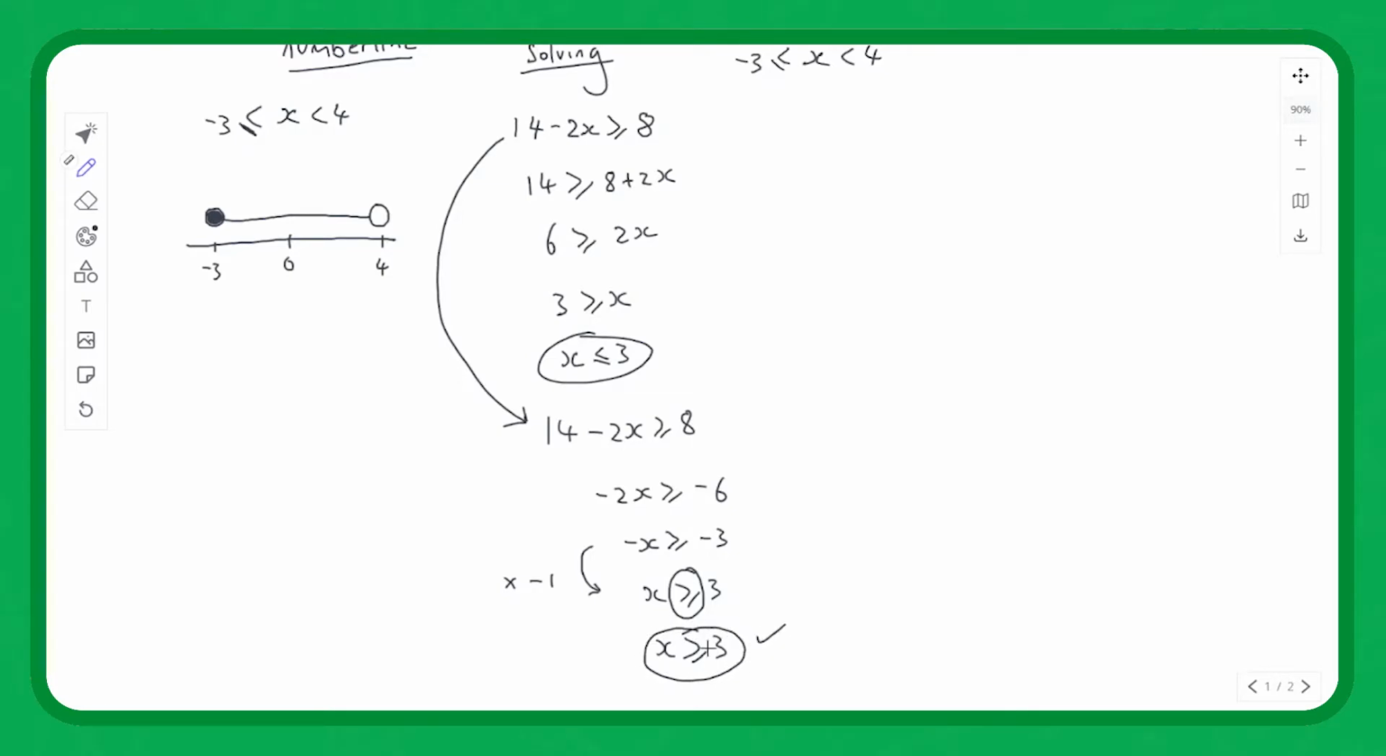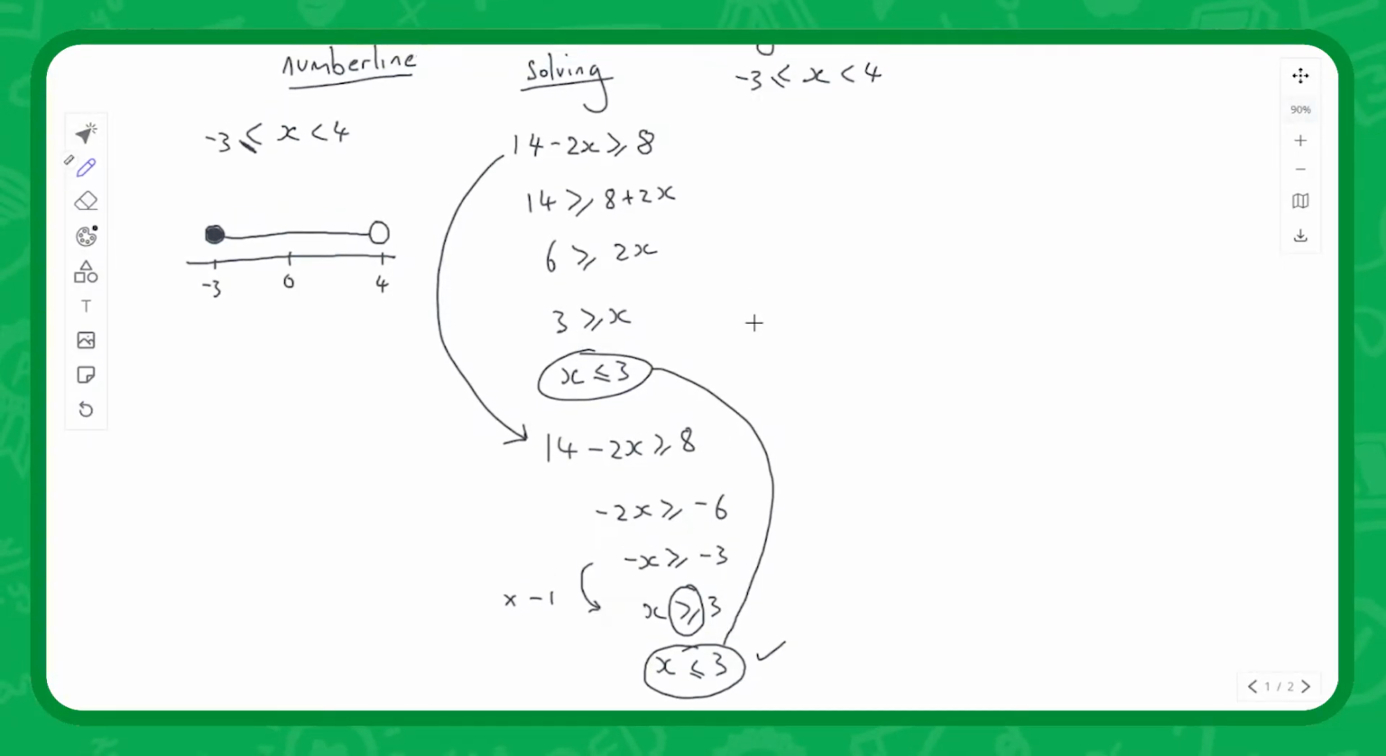So once we do that flip, we can see again we end up with the exact same inequality. I've just realized I've not flipped the sign. I've just kept the sign where it is. We flip the sign and we end up with that same inequality. So we can see those two are the same.